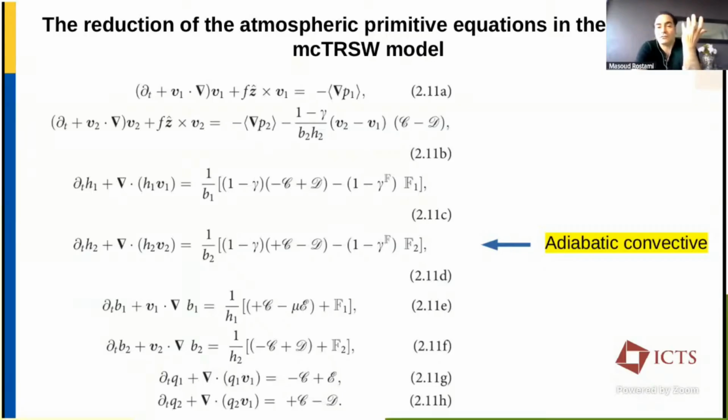It means that once there's a latent heat release, in the classical version that we developed, we lose the mass from that layer. So we have a drainage or a sink of mass.